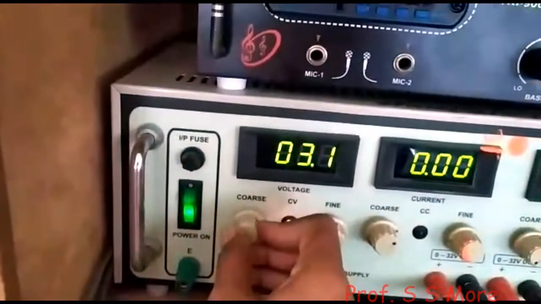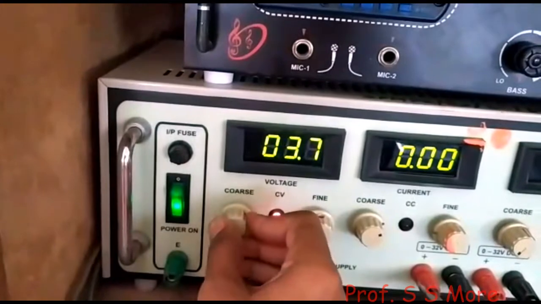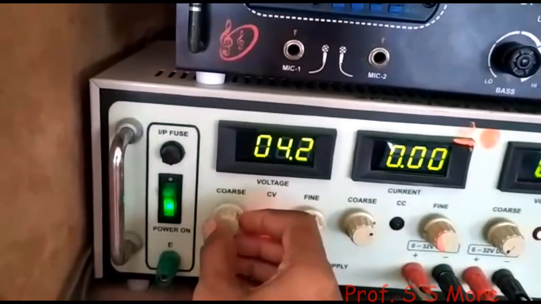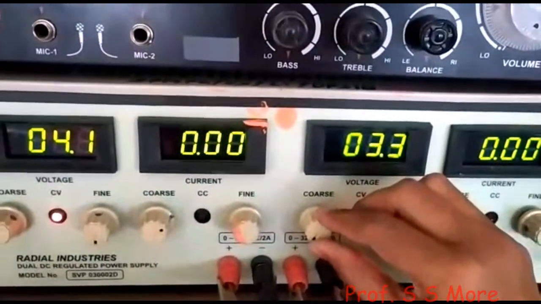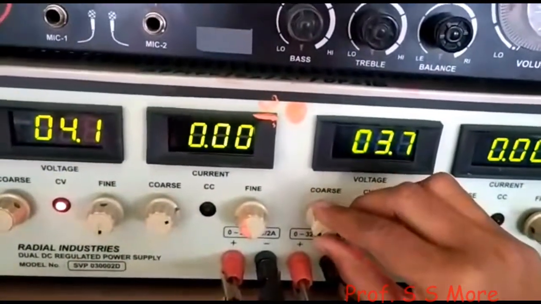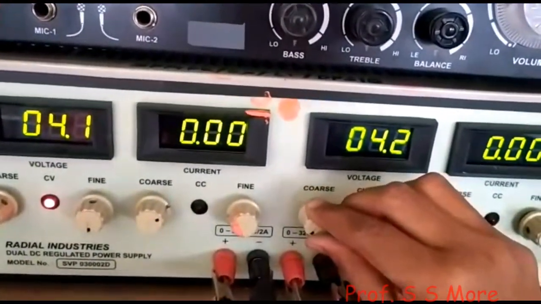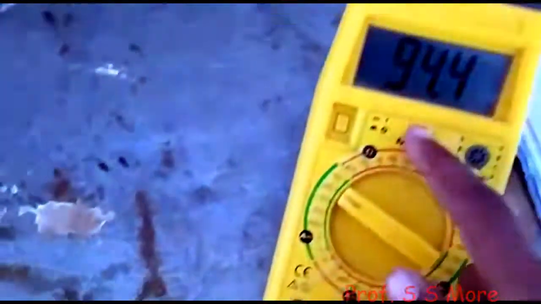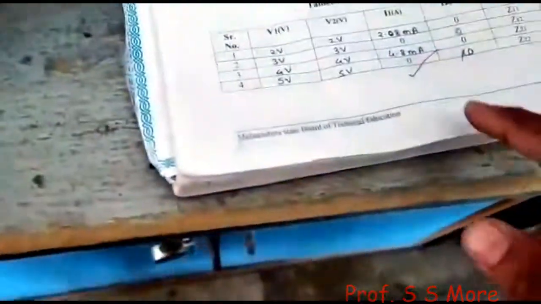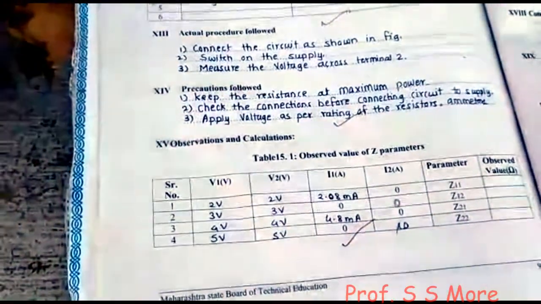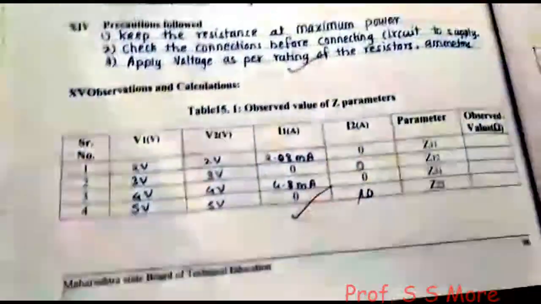Again, as like this, you can increase the particular voltage up to 4 volt. Here again V2 is 4 volt. Then measure the current, it is 94.3 micro ampere. Here you can write down 94.3 micro ampere.